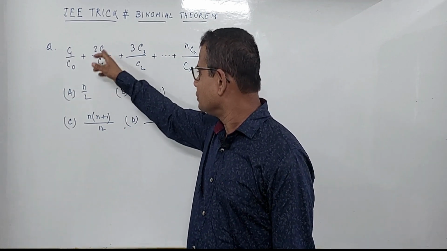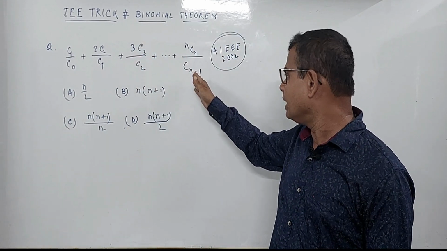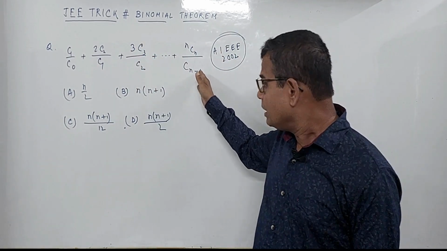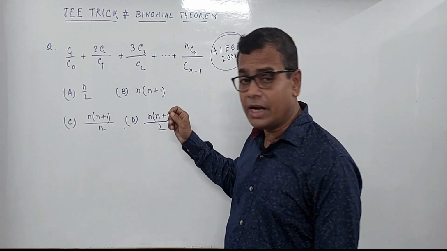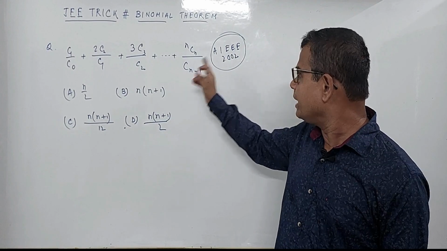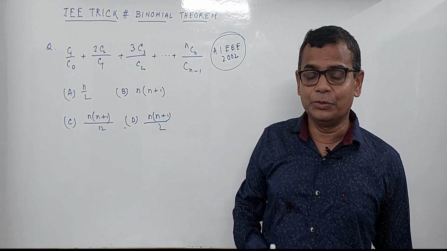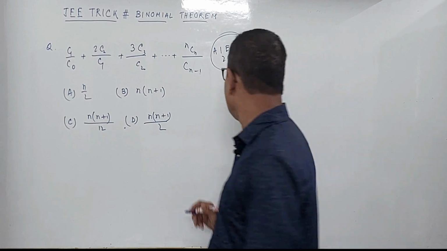C1 by C0 plus 2C2 by C1 plus 3C3 by C2 plus dot dot dot plus nCn by Cn minus 1. Which of the following four options is the correct value of this expression? And this sum came in EAMCET 2002. Now let us assume n equal to 2.